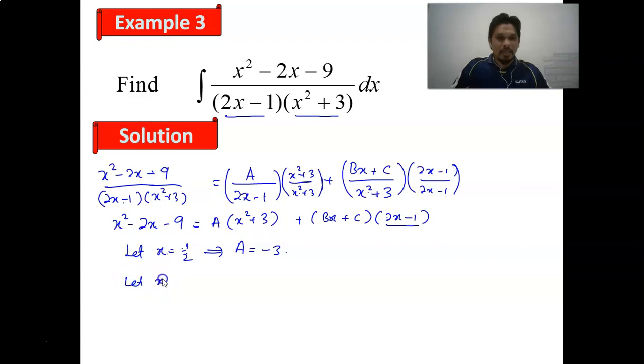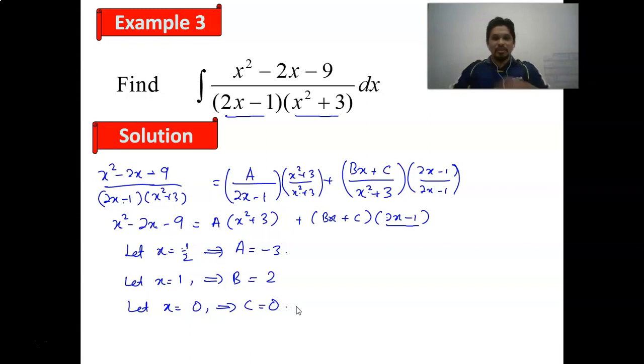So then let x equal to 1. You will get the value of B equal to 2, and let x equal to 0, then you get C equal to 0. As I said, in example 1 and example 2 of this topic of partial fraction, I already showed you the steps slowly one by one. So for this one, I simply give you the values of A, B and C. You may use your calculator.